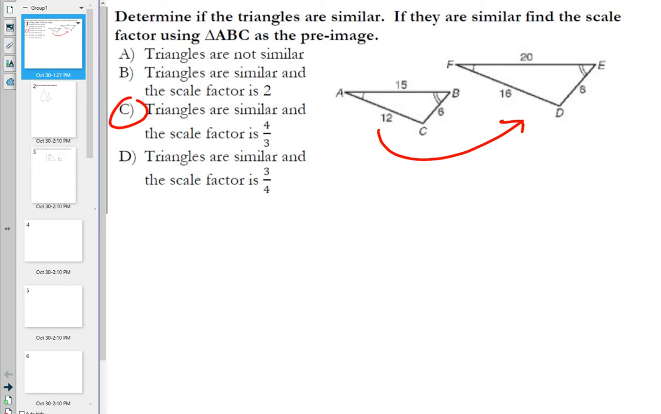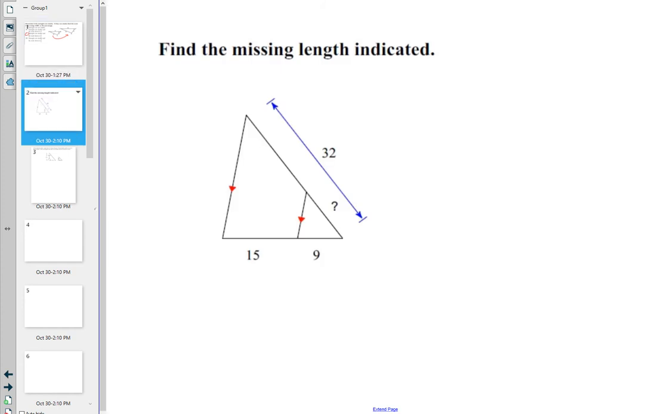Any questions on this one? These are the same ones that are on the retake. If you're going to do the retake, I'm doing it for you. Find the missing length indicator. Yeah, okay. These are where it gets a little tricky.